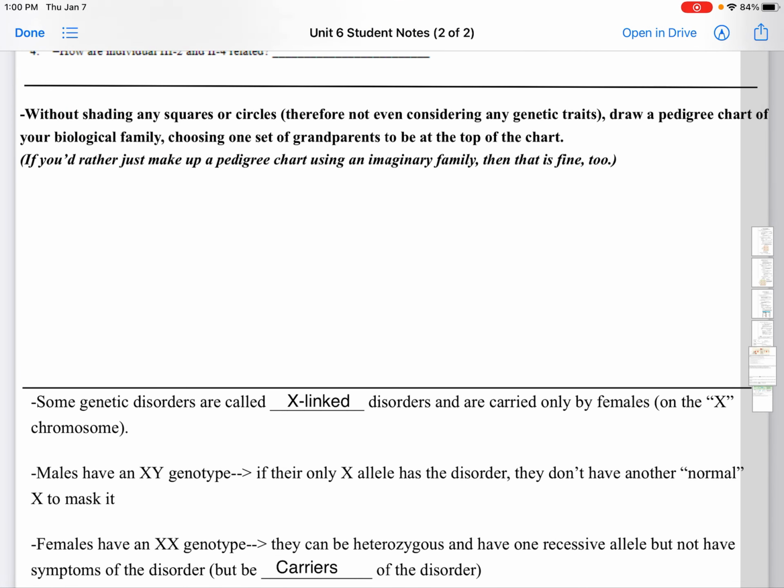You'll notice in the next portion of the notes, it asks you, without shading any circles or squares, because we're not really considering any genetic traits, I want you to try to draw a pedigree of your biological family. I'd like 3 generations just so you can get some practice with vertical and horizontal lines. But I'm not checking this or anything like that. And if you'd rather just make up a pedigree chart using an imaginary family, that's fine too.